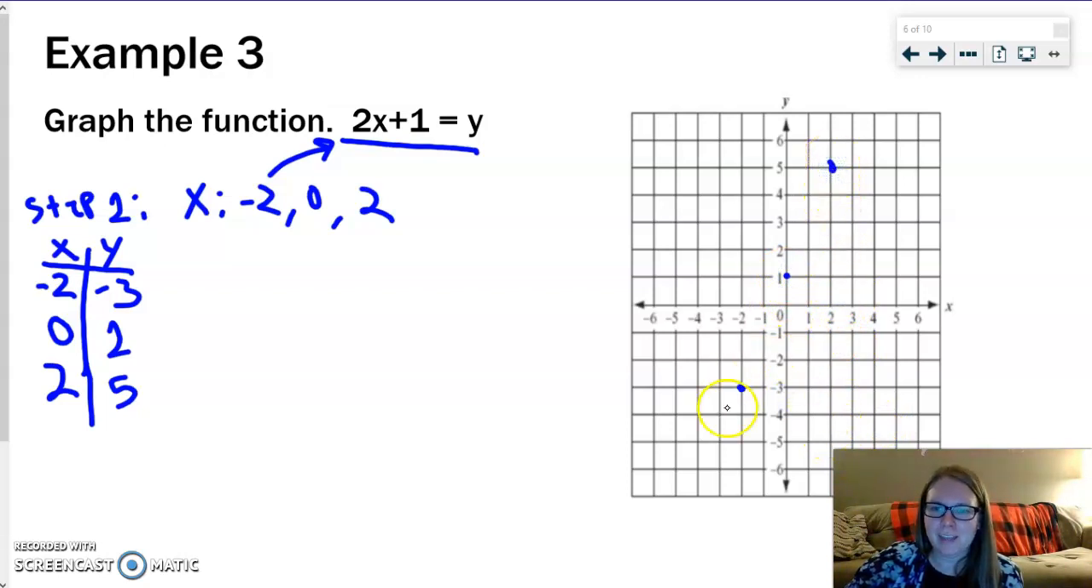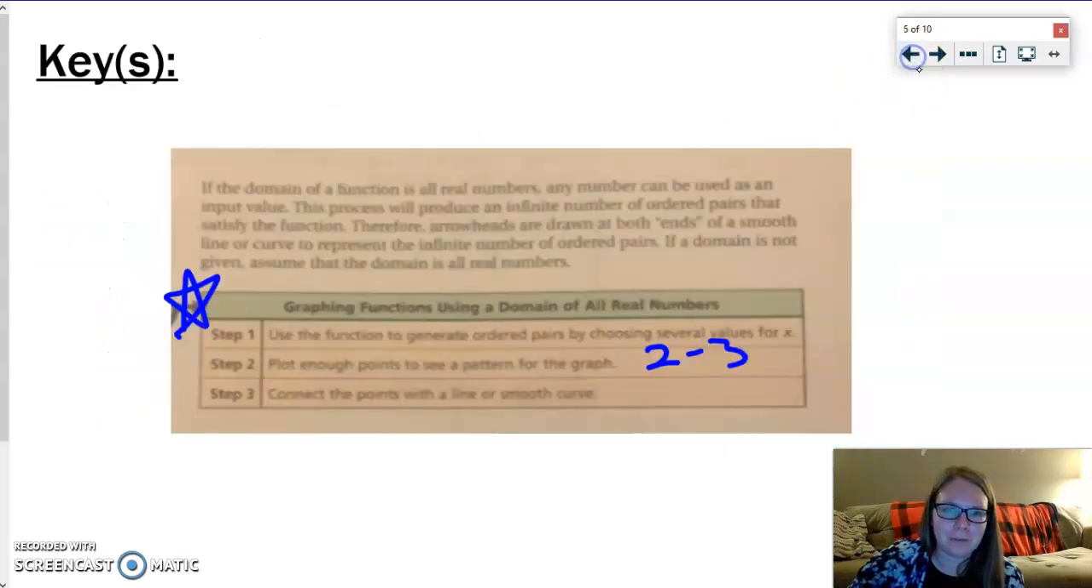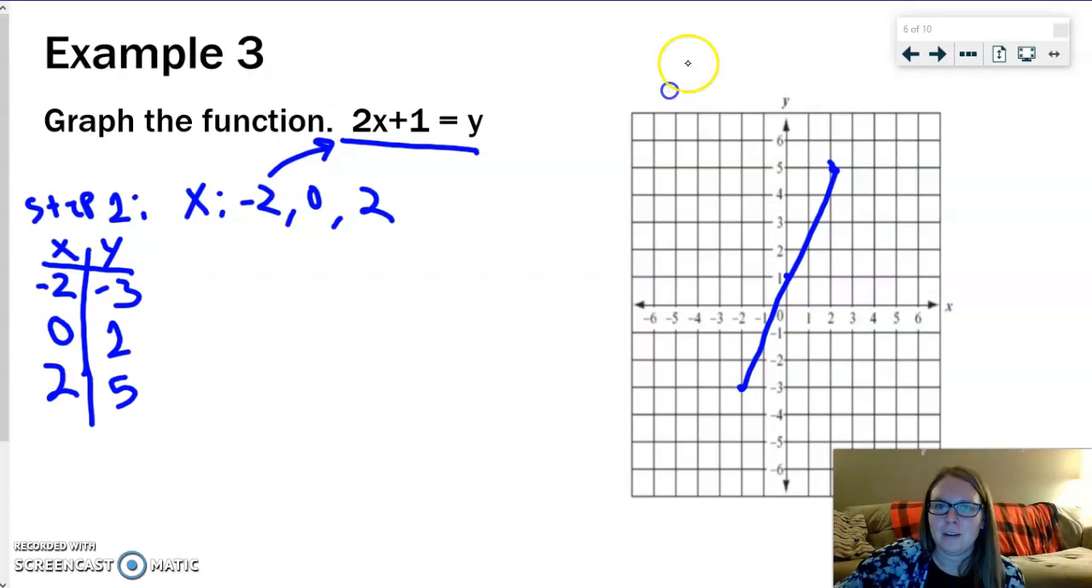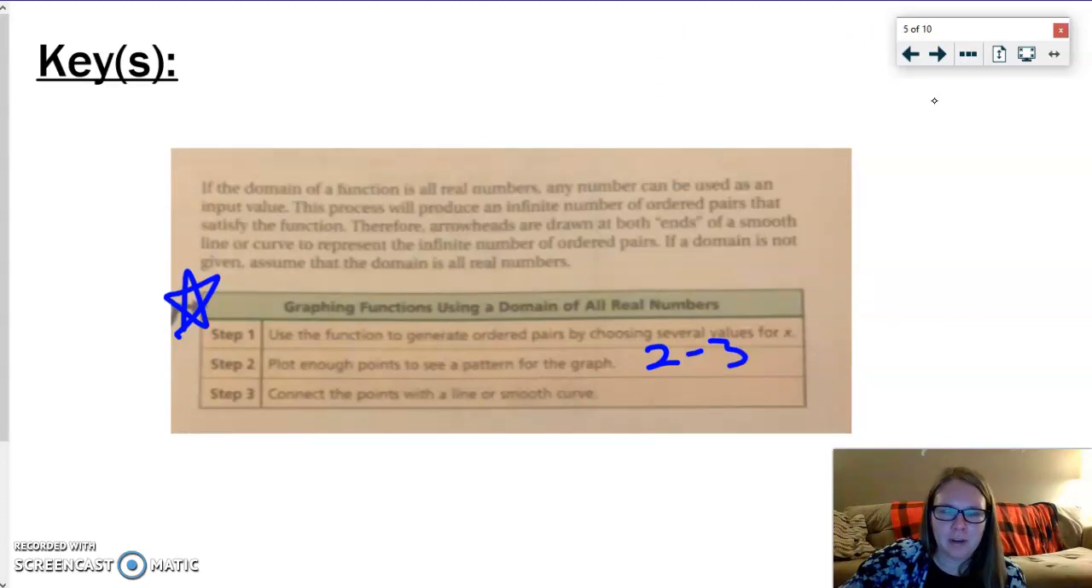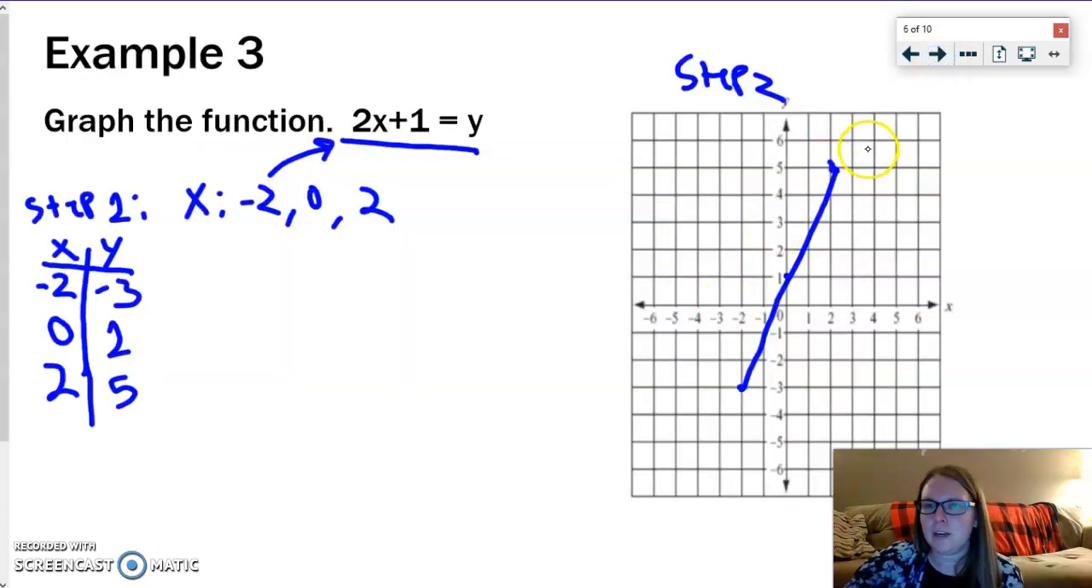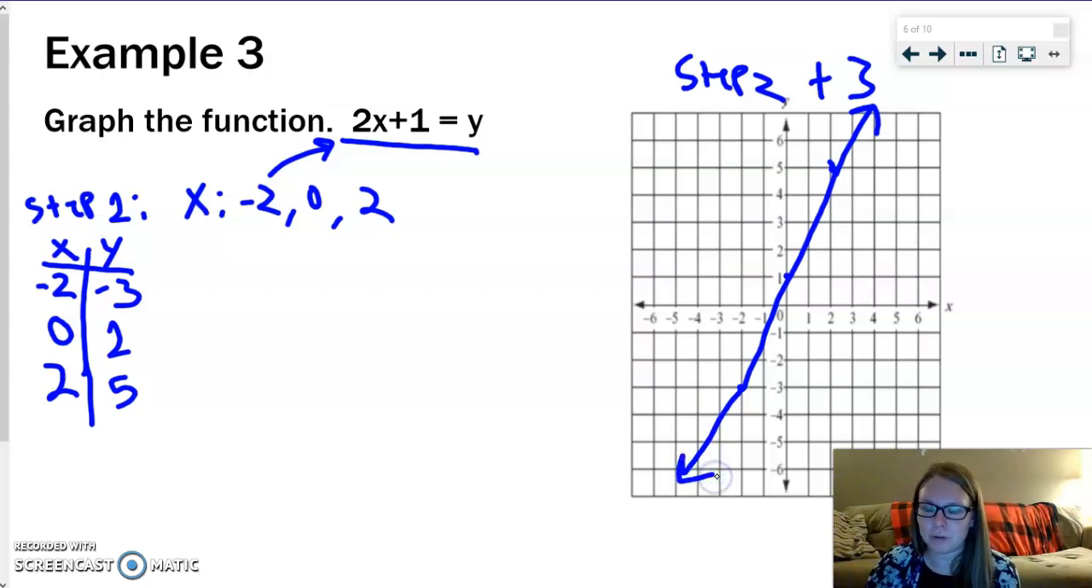All right, once I have that, then we said we connect the dots. Let me just double check on our steps here. I think I'm rushing through. Plot enough points to make the pattern. So that was step 2. And then step 3, connect the points with a line. So that's what I'm doing right here. And then we need to continue out with the line and draw those arrows. So it's okay that I go past those points, as long as I'm trying to keep it in that straight line. And there is my graph for this function.